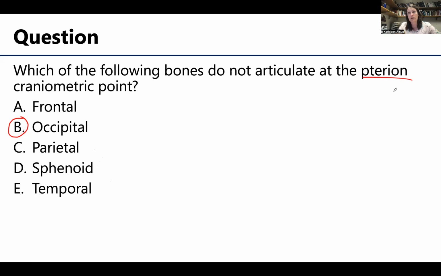If that middle meningeal artery is disrupted, that can lead to an epidural hematoma, so medical emergency. The occipital bone is too posterior for this, so this would be the correct answer to this question, but it would not be involved with the formation of pterion.